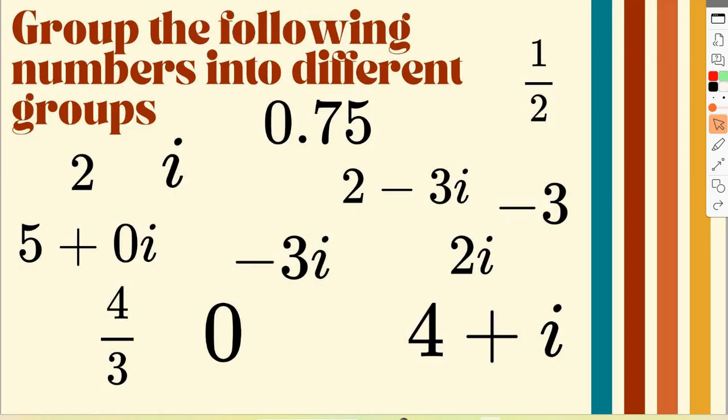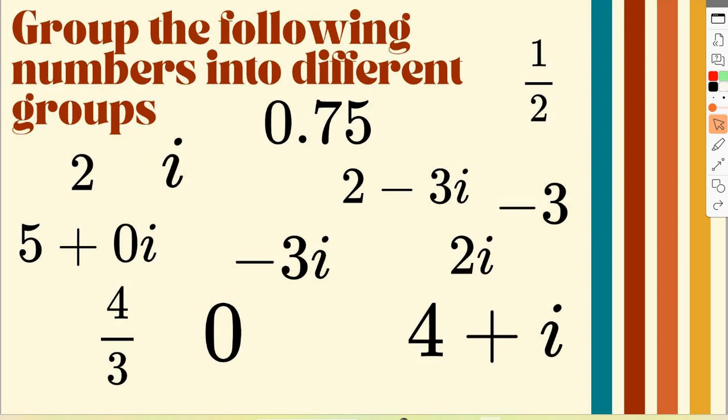Some of us took it a step farther and split apart the things without i's into whole numbers, like 0, and fractions, 4/3, 1/2. And some people took it a step further and listed the 0.75 as a decimal, which is also fine. And then some people took the i's and said stuff that is just i's by itself, like -3i, -2i, and the 4 plus i and the 2 minus 3i as a separate group as well.